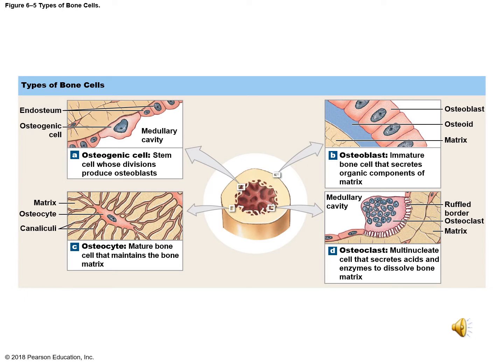So this, along with the blasts, are going to constantly be in a tug of war if you're maintaining your blood calcium level. If the calcium level gets too low, the osteoclast will take it from the bone. If the calcium level gets too high, the osteoblast will store it in the bone. So they're going to constantly be moving the calcium in and out of the cell.